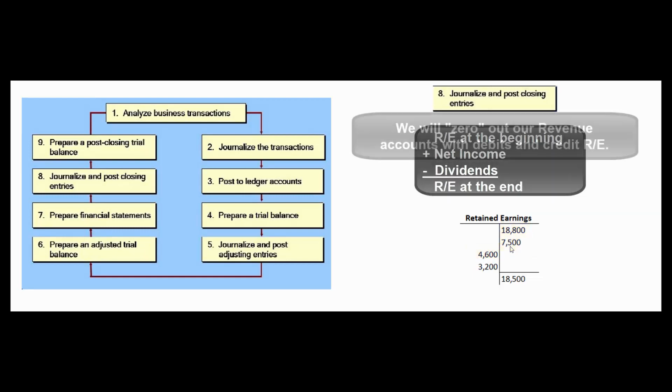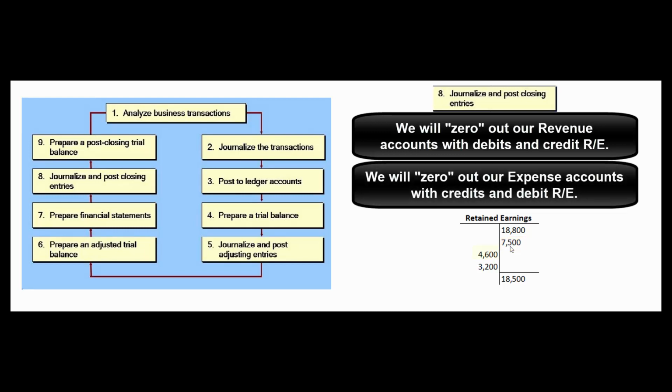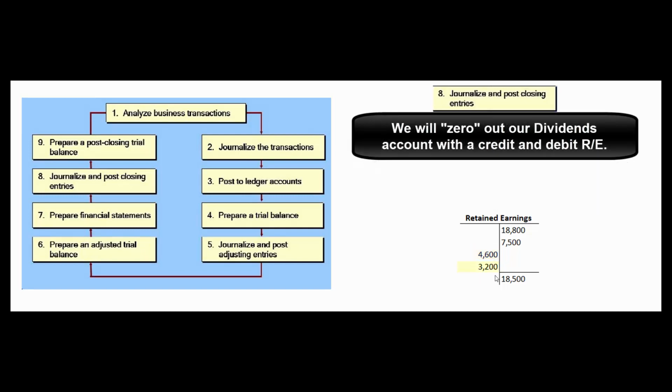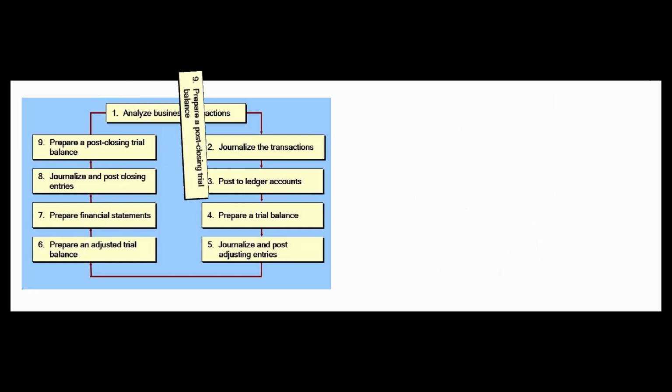Our revenue account had a credit balance, so we'll debit it and then credit retained earnings for $7,500. That'll make the balance in the revenue account zero. And all our expense accounts we'll credit, and debit retained earnings for their total of $4,600. So now every expense account has been credited for its balance, and it has a zero balance. And finally, we subtract dividends from retained earnings, because retained earnings at the beginning plus net income minus dividends gives us retained earnings at the end.